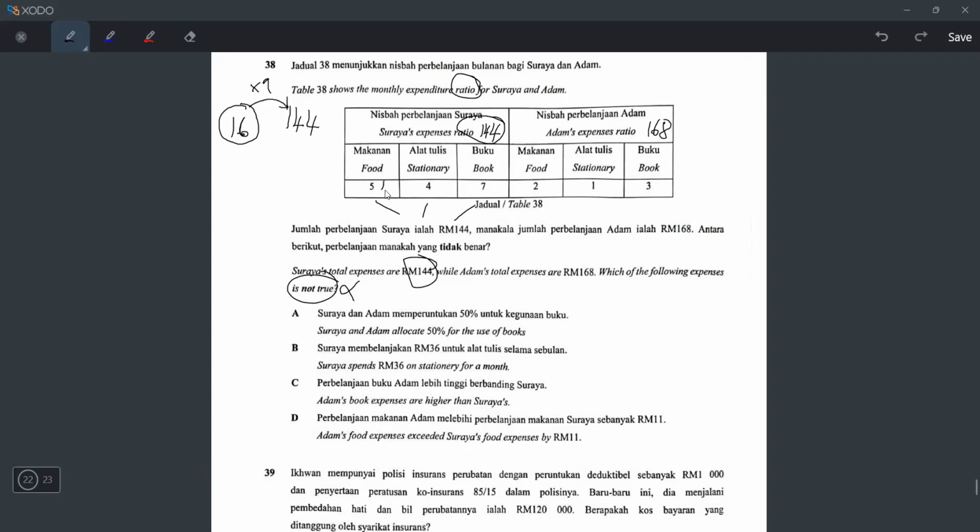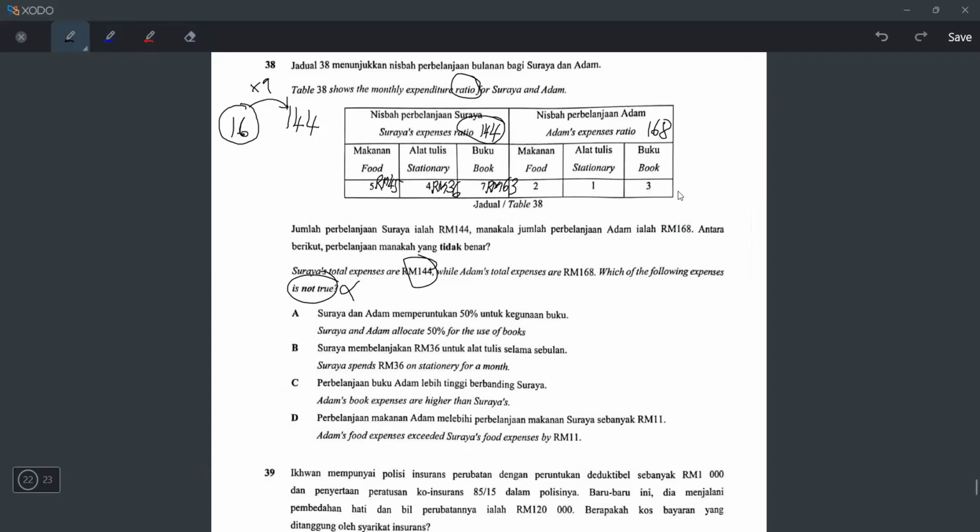So 5 times 9 is 45, in RM, RM45 because I already converted to price. Then 4 times 9 is 36, and 7 times 9 is 63. Just multiply by 9 each time. Believe me, if you add these three, you will get 144. Okay, let's go to Adam.